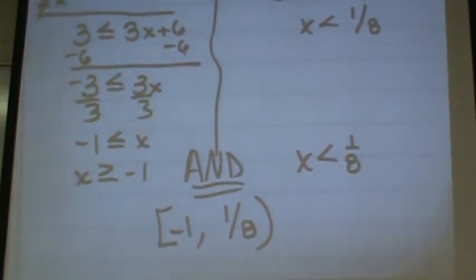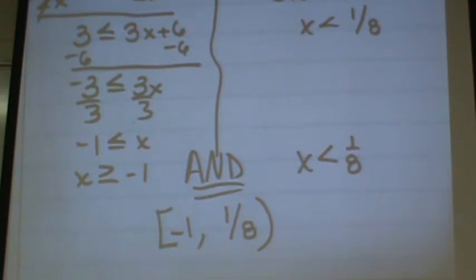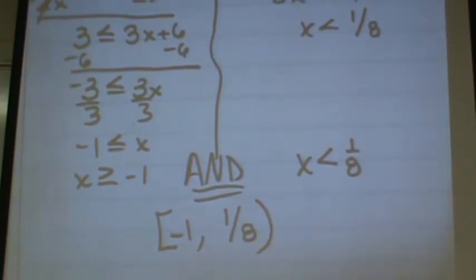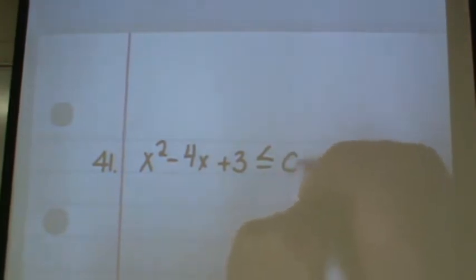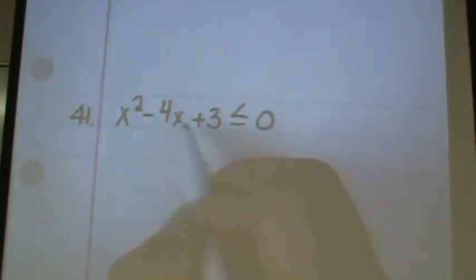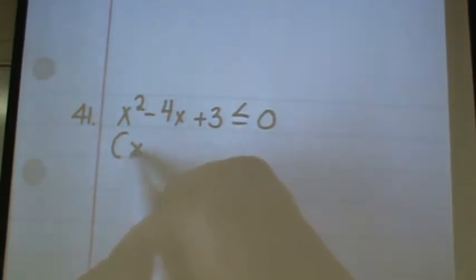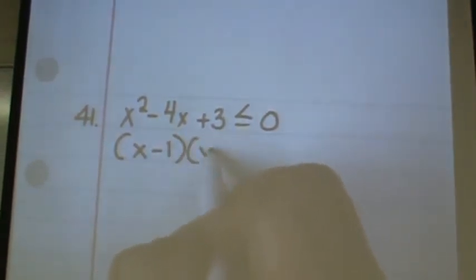We can skip 35, and we're actually going to skip 37 and go to 41. 41, we have x squared minus 4x plus 3 is less than or equal to 0. This one, what we're going to do is factor this left side. We get x minus 1 times x minus 3.